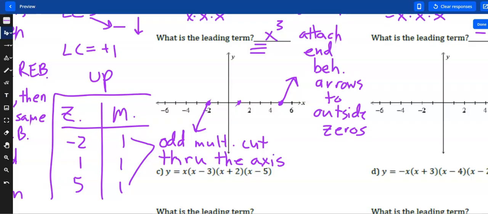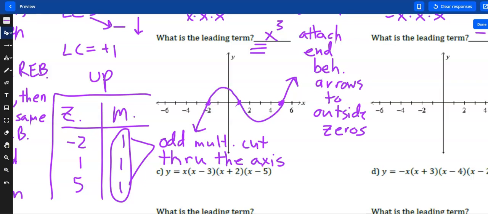Even multiplicities, we're going to talk about that in a second. Even multiplicities actually do something different. They bounce off the axis. They ricochet off the axis. Now, 1, 1, 1, these are all odd multiplicities. So that means it's going to cut through, cut through, cut through.